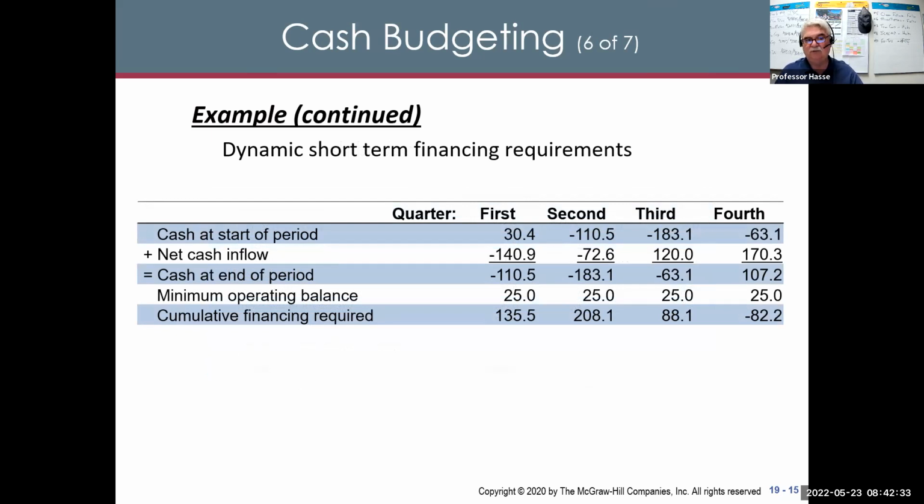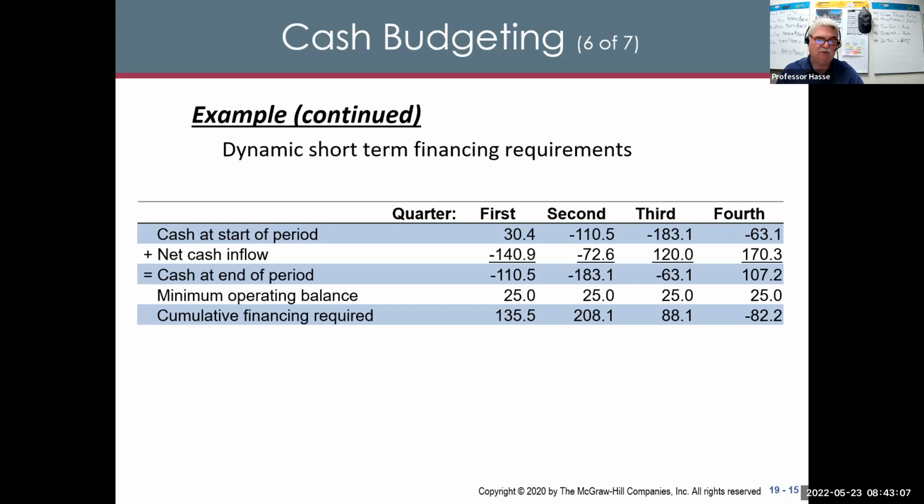Now they have to generate some financing because they need a minimum operating balance of 25 million. It's like in your personal finances, where you like to always keep maybe $100 in your checking account just to be on the safe side. Well, this company requires 25 million. That gives them an idea of what type of financing they need going forward into the year, quite a bit. Only in the fourth quarter they don't need that minimum amount of financing, so they can start paying off some of that short-term debt.